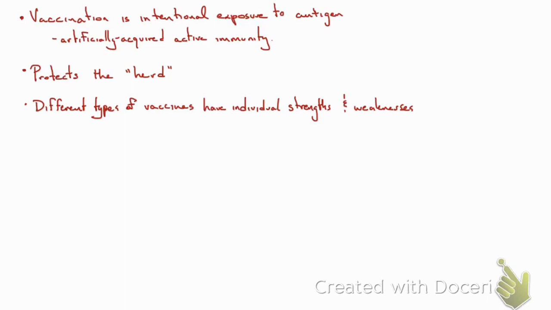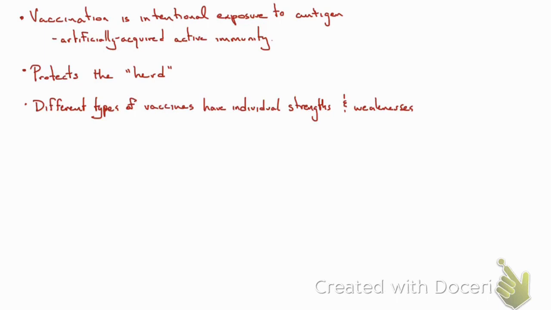All right, so in summary, I think there are really three main takeaway points here. First, vaccination is the intentional exposure of an individual to an antigen, and the goal of it is to generate immunological memory. It's to train the immune system. This is a form of artificially acquired active immunity. Secondly, vaccination protects herds. In other words, it's a form of community protection against disease or illness.